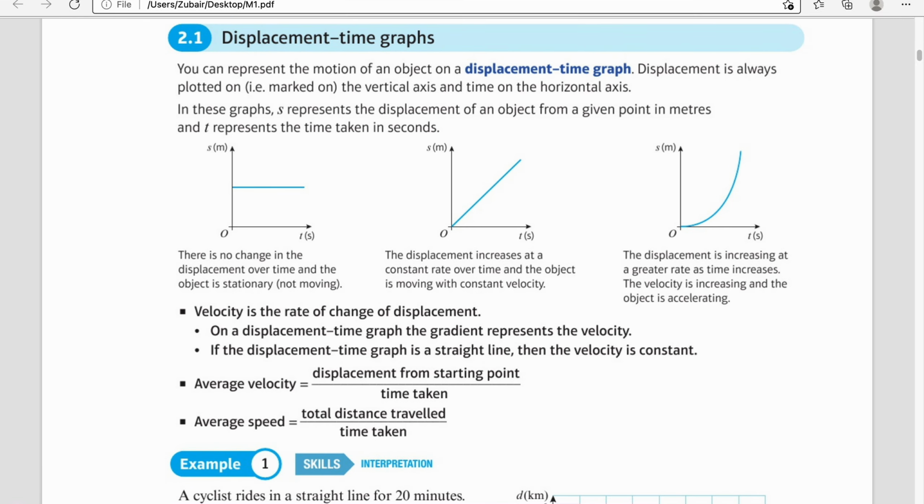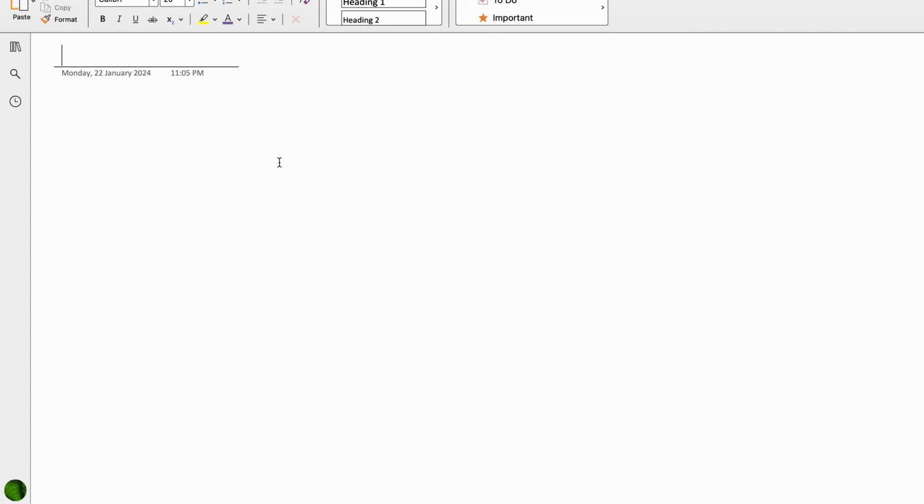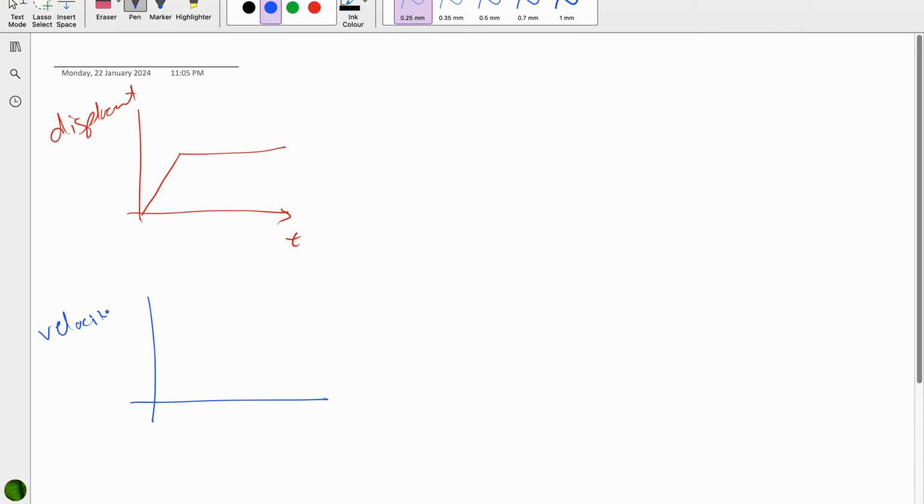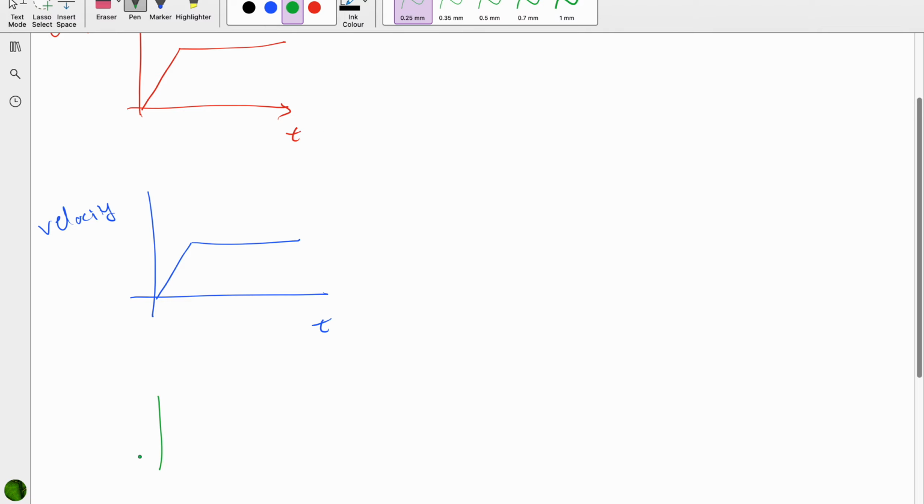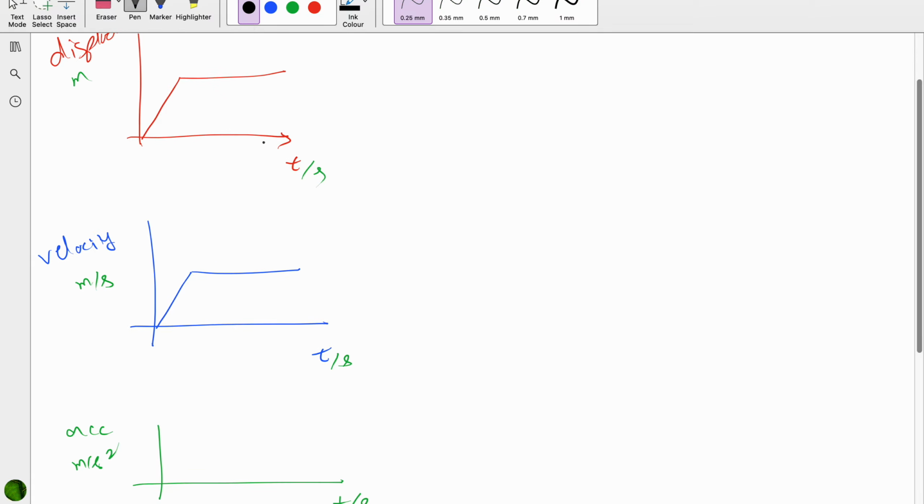Before we start with this, let's have a basic knowledge of which graph gives what. So for example, we have a graph which is displacement against time. Second, we have velocity against time, whatever the shape of the graph is. And third, we have acceleration against time. Now there are two ways how we can do this with graph individually, or we can make a table.